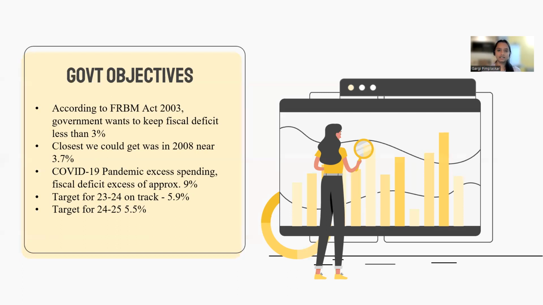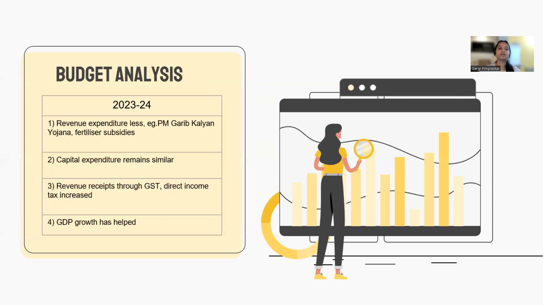But as the pandemic went away, the expenditure of government reduced, and the target for 23-24 was 5.9%. And as you can see, we are pretty much on the track, and we have almost achieved it. And the target for 24-25 is 5.5%. Let's see how in the 23-24 budget, we achieved our target.